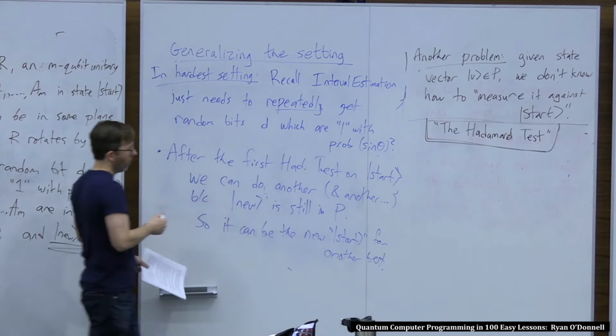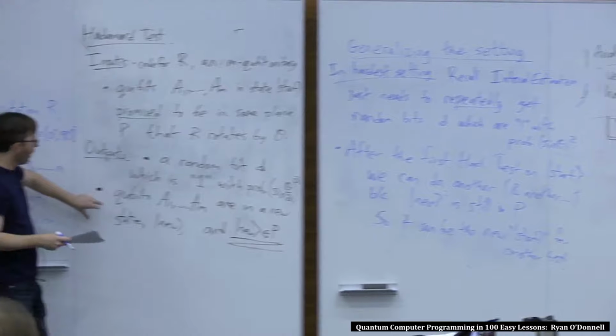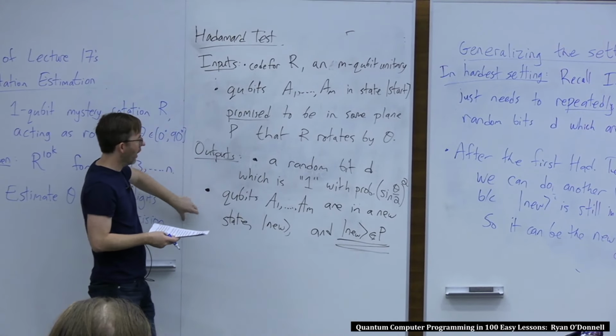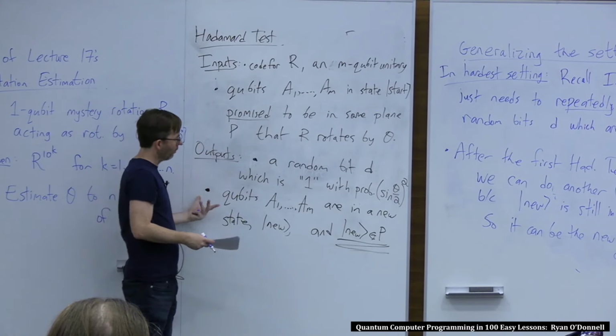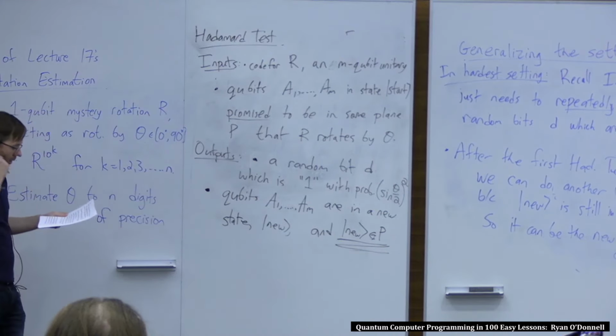So with this new state of A1 through AM, we can do another Hadamard test, get another random bit d, which is 1 with probability related to theta. Then the qubits will get into some third state, but this third state will also be in P. So we can call that the new start and just do the Hadamard test over and over again. This bullet point fixes the difficulty we faced of not being able to recreate ket start. We can't, but we get a state back that's still in the same plane, P, so that's good.